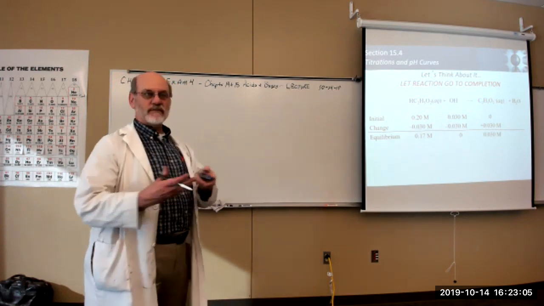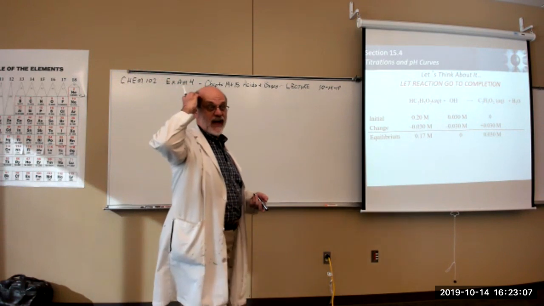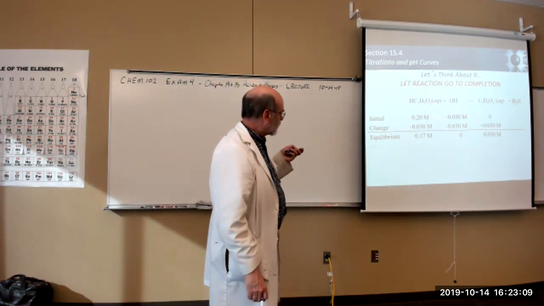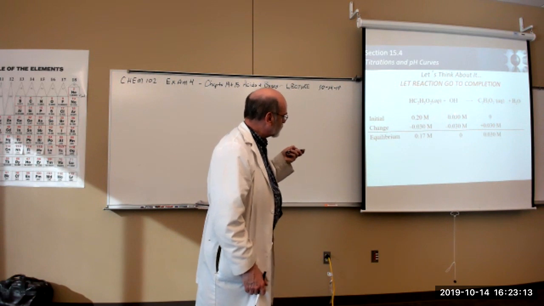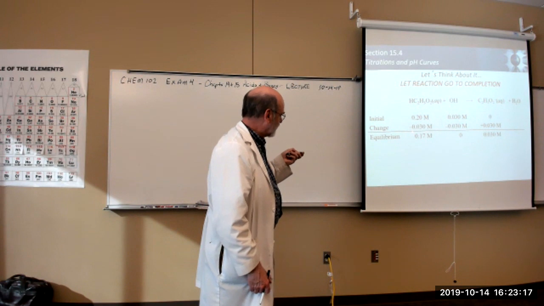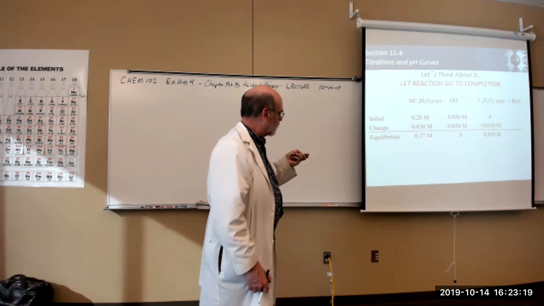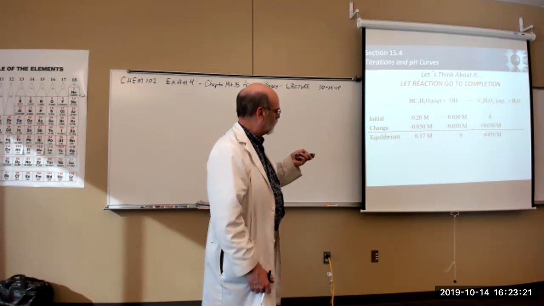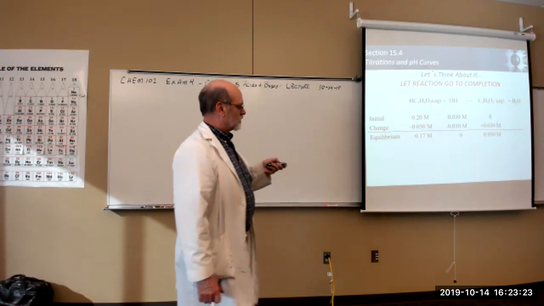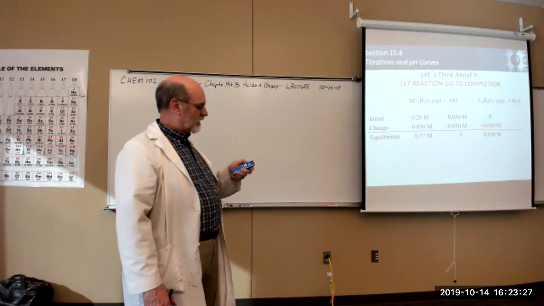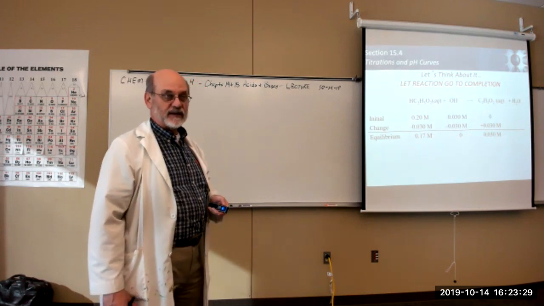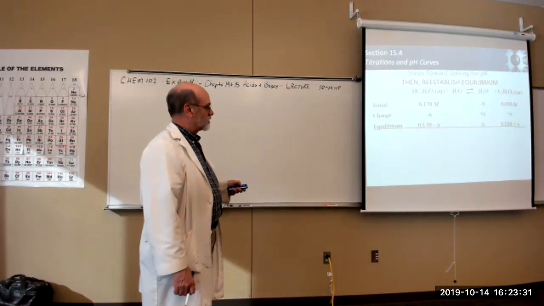So what does that mean? That means one of them is limiting, right? One of them runs out. So we look at the magnitudes, and obviously this one runs out first because it's 1 to 1. That one's gone. And it leaves us with an equilibrium situation of 0.17 and 0.03. So this is our A minus, or the conjugate base. This is the acid. Now we can plug it into an equilibrium equation.